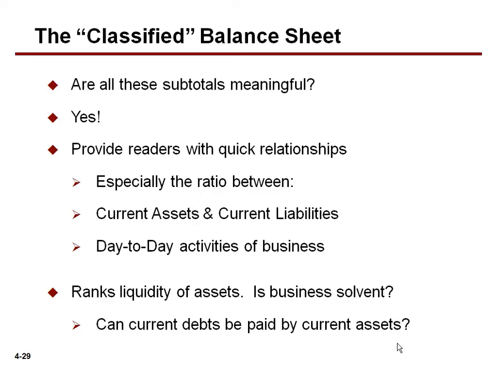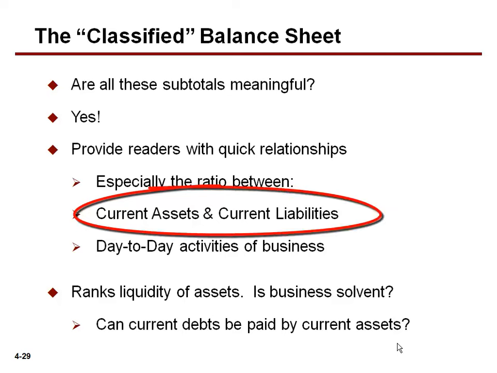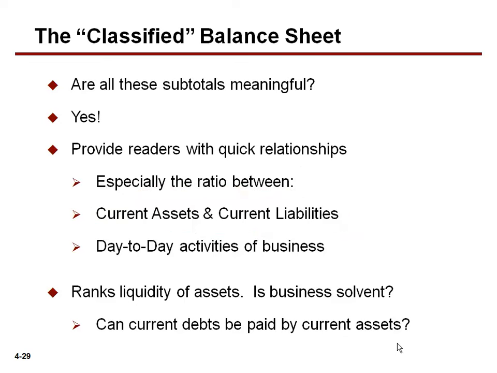Are all these subtotals meaningful? The answer is yes. It provides readers with a quick view of certain relationships, especially the relationship between current assets and current liabilities, and we'll define those shortly. It's out of the current asset and current liability section of our balance sheet that day-to-day activities of the business are conducted. We'll see that the grouping of assets, in effect, ranks our assets in terms of liquidity, how quickly our assets turn into cash. That allows us to answer questions, is the business solvent? That is, can our current debts be paid with our current assets?